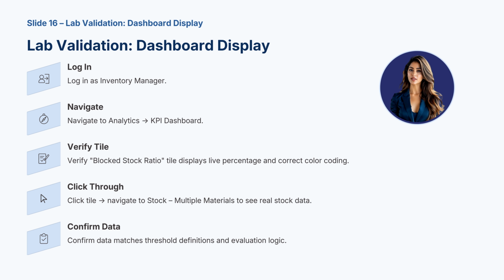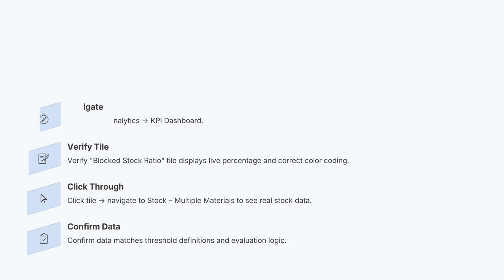Lab validation, dashboard display. After publishing, log in as Inventory Manager. You'll see your blocked stock ratio tile displaying real-time performance. Clicking the tile drills down to material-level stock details. If data matches expected logic and colors display correctly, your configuration is successful.